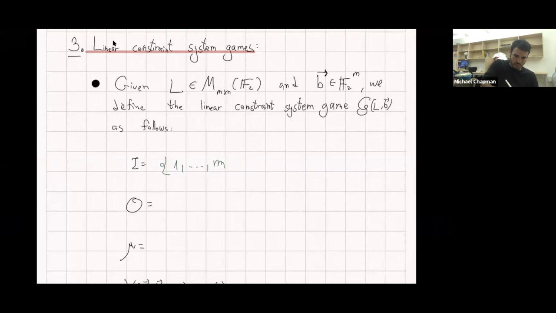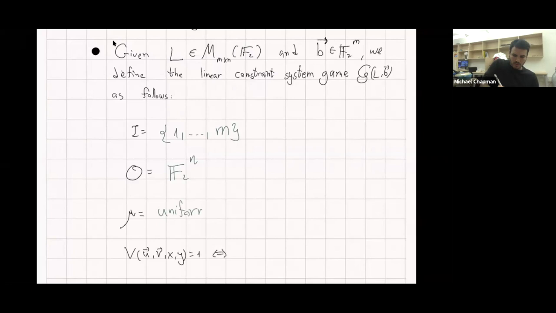Okay, so M is the number of equations. You see that L is a matrix of size M by N. So the questions are just the index of some equation out of the system. The outputs are just vectors inside F2 to the N. So these are just putting numbers to each variable. The distribution is the uniform one, and defining the winning predicate is a bit harder.